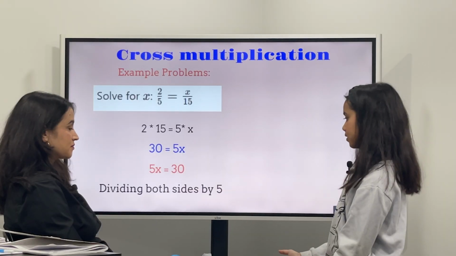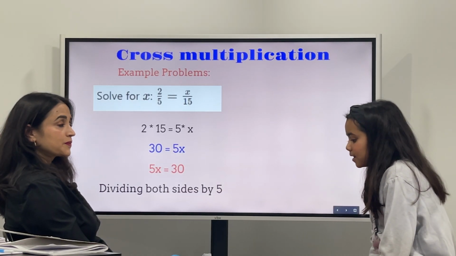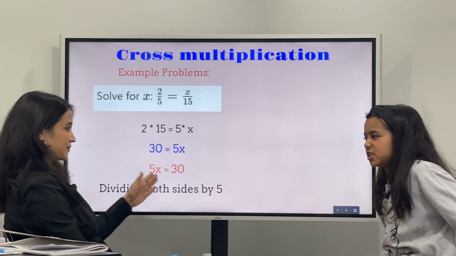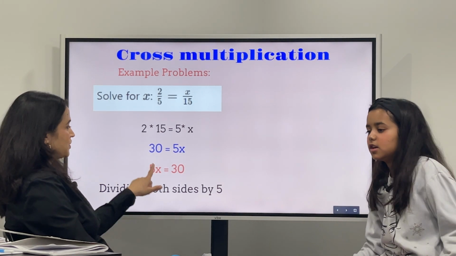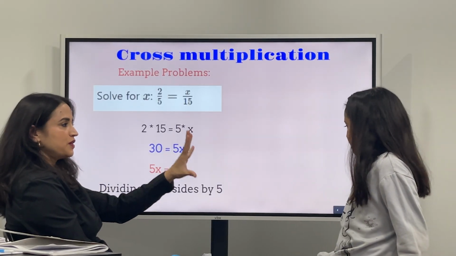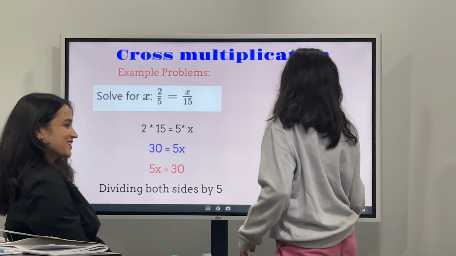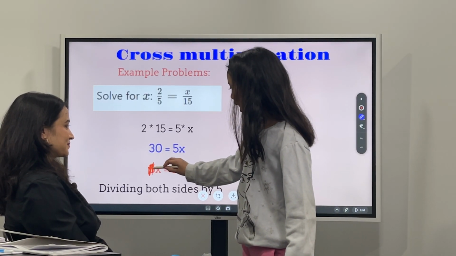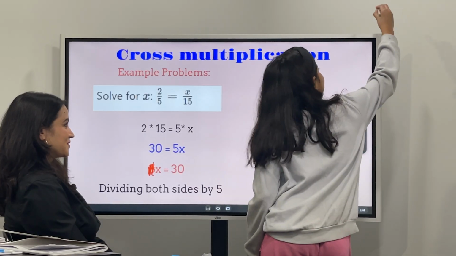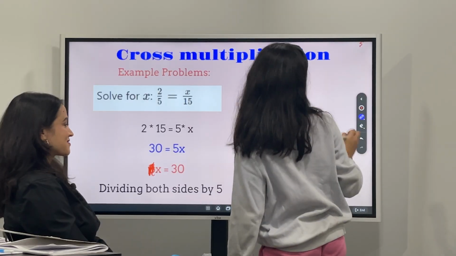So dividing both sides by 5. And why do we need to do that? Because we don't need the 5 actually. We just need the x value. We need this 5 to disappear. We need the 5 to go away. We don't need that 5.